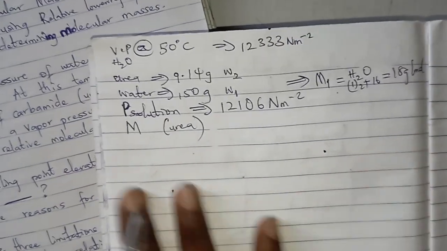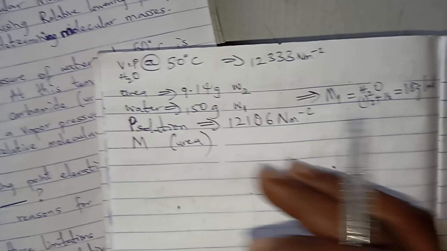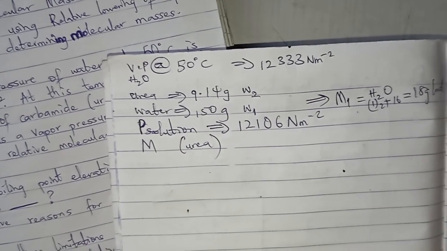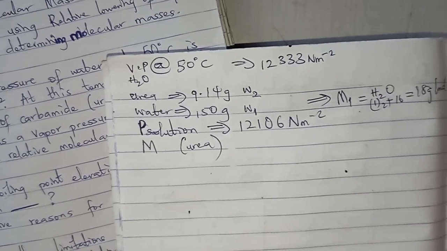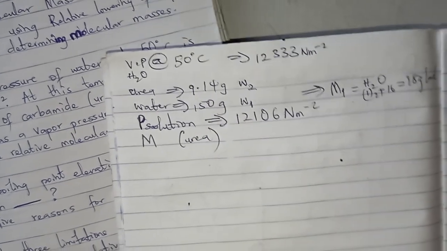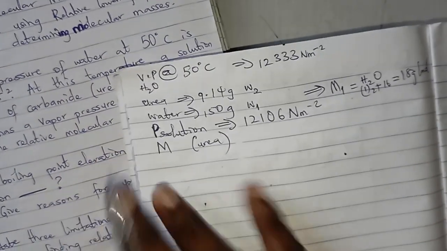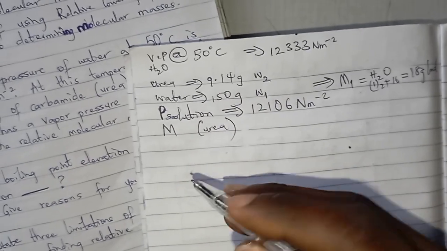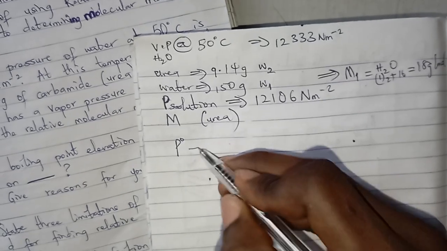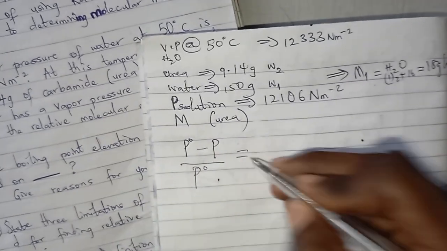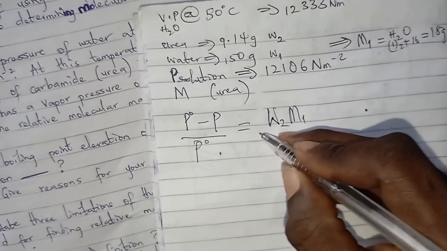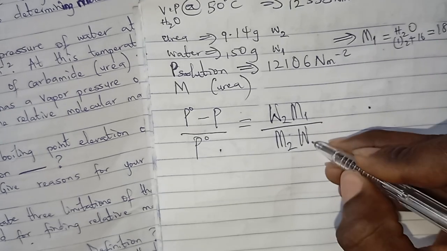What I'm using to solve this question: if they had given me elevation of boiling point or freezing point temperature, I would use freezing point, or the elevation, or osmotic pressure. But what they gave me is vapor pressures, and they're asking me to find molecular mass. So I will use relative lowering of vapor pressure to find molecular mass, and that is simply P naught minus P all over P naught is equal to W2 M1 all over M2 W1.